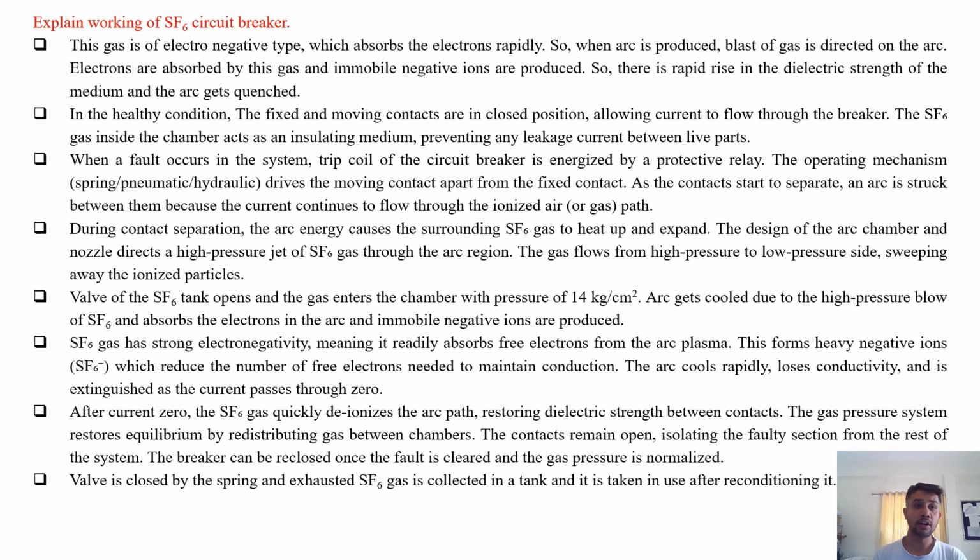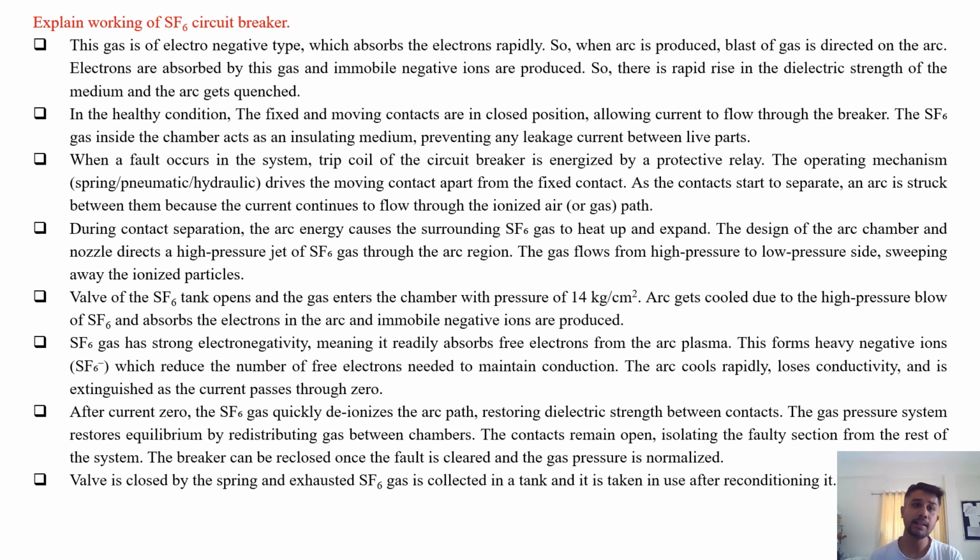Explain working of SF6 circuit breaker. So the SF6 circuit breaker is sulfur hexafluoride circuit breaker. This gas is of electronegative type which absorbs the electron rapidly. So when the arc is produced, blast of the gas is directed on the arc. Electrons are absorbed by this gas and immobile negative ions are produced. So there is rapid rise in dielectric strength of the medium and arc gets quenched.